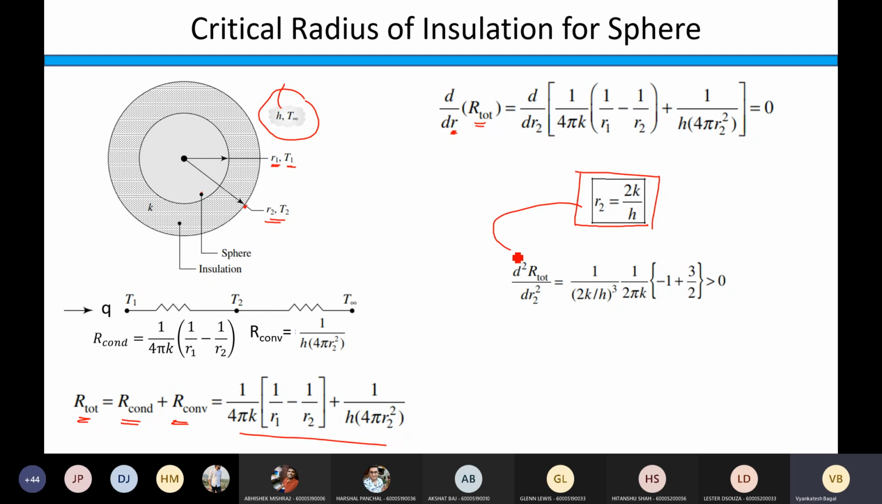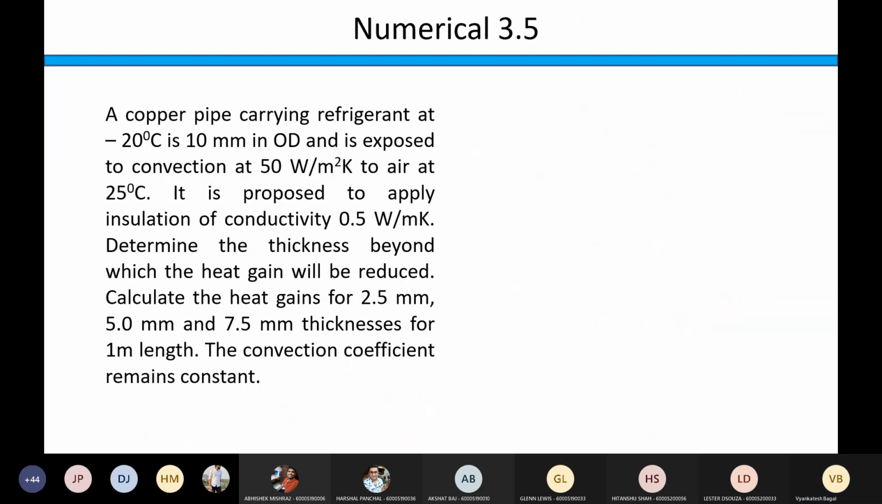Now using this radius, again we are checking the second derivative, and this time also you will find that the second derivative value is more than 0. It means R dash is not maximized, right? R is not maximized, correct? So in this case also we are not going to talk about the optimum radius of insulation, rather we will call it the critical radius of insulation. That's why this term is defined as the critical radius of insulation, R critical = 2K by H. Clear?